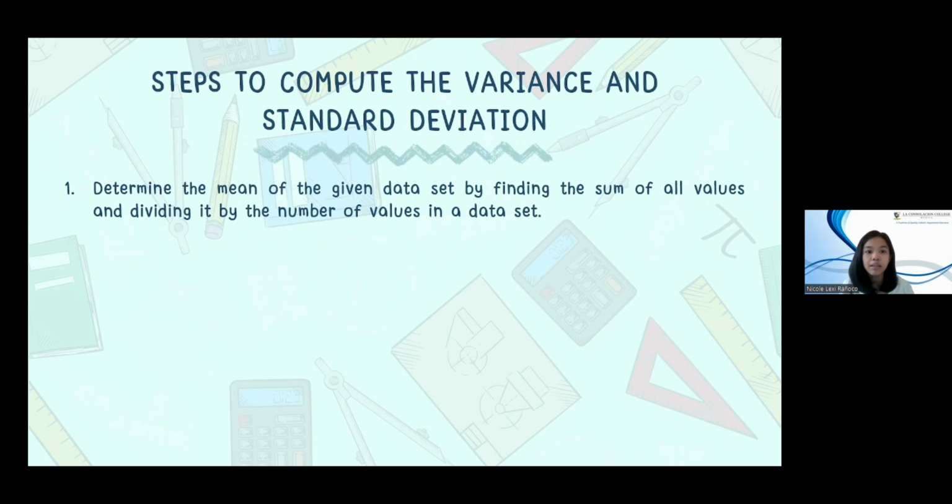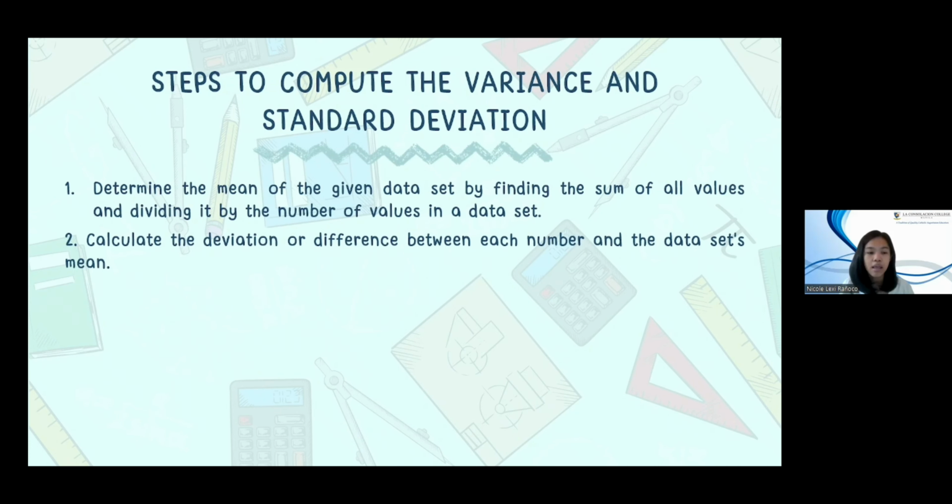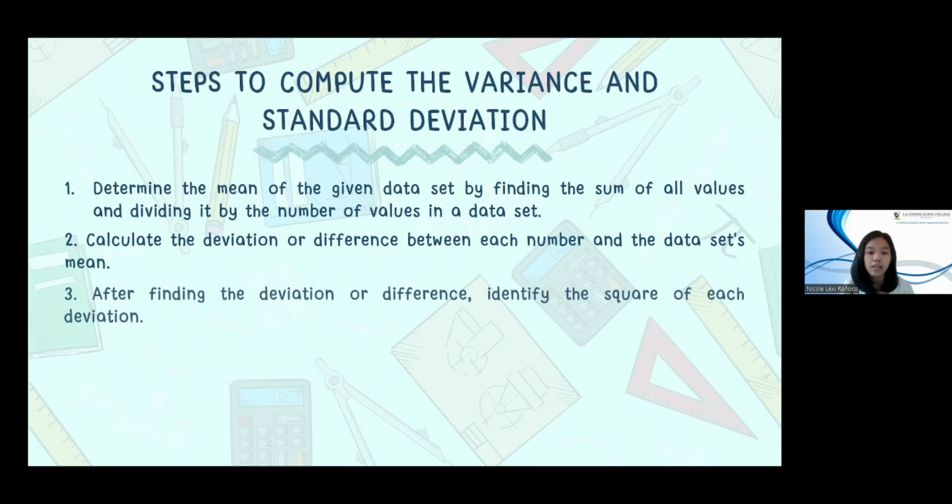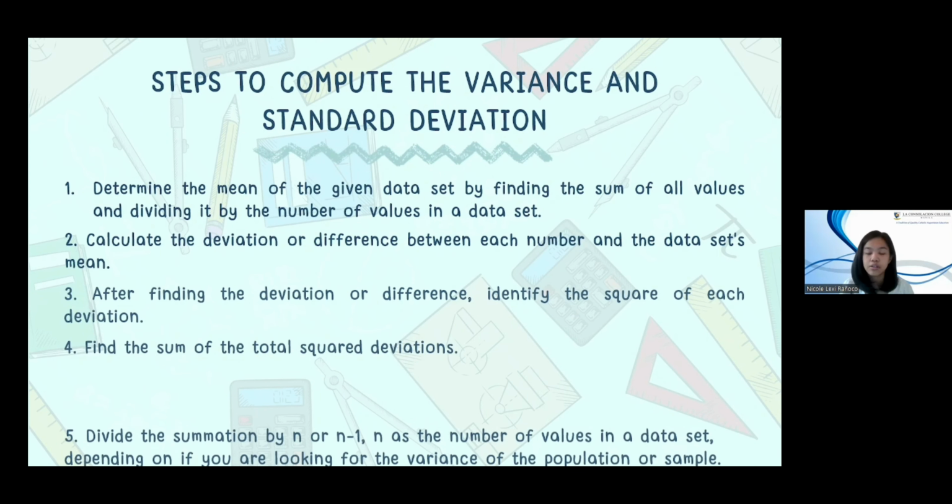Firstly, determine the mean of the given dataset by finding the sum of all values and dividing it by the number of values in the dataset. Second, calculate the deviation or difference between each number and the dataset's mean. Third, after finding the deviation, identify the square of each deviation. Fourth, find the sum of the total square deviations.